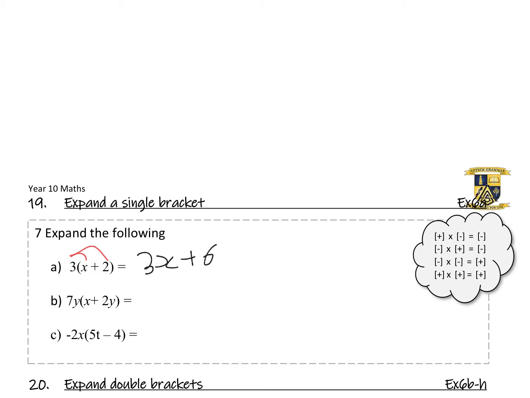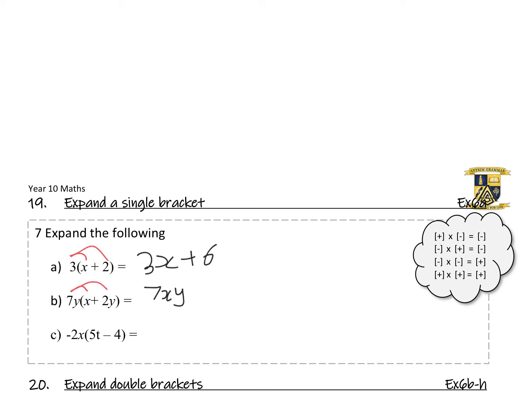In part B, we have 7y times x, which is 7yx. Usually you put it in alphabetical order, but it doesn't make a difference. You could say 7xy or 7yx.